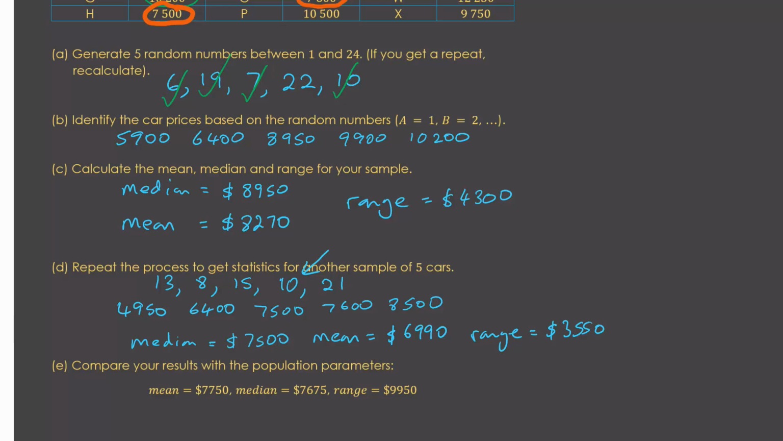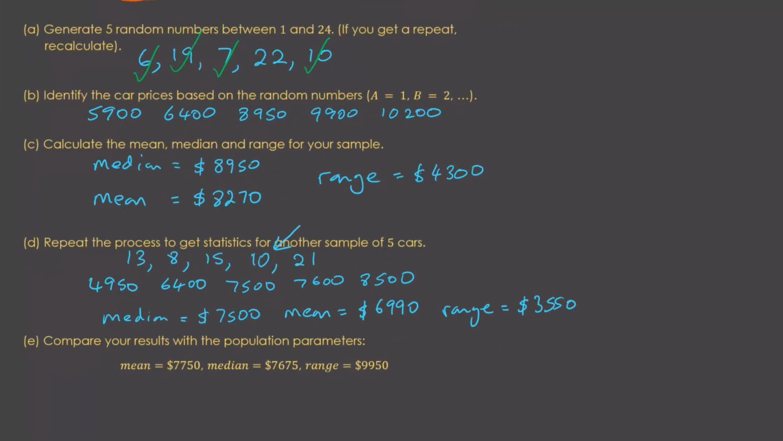Compare our results with the population parameters. The population parameters are stated here. Well, neither of the ranges are anywhere near. That's actually not surprising. To get that range, we would need to have the most expensive and the least expensive car in our sample. So it's not surprising that the range doesn't match. So if we look at the mean, this one is a bit greater and this one is a bit less. The larger the sample we draw, the more representative it ought to become.